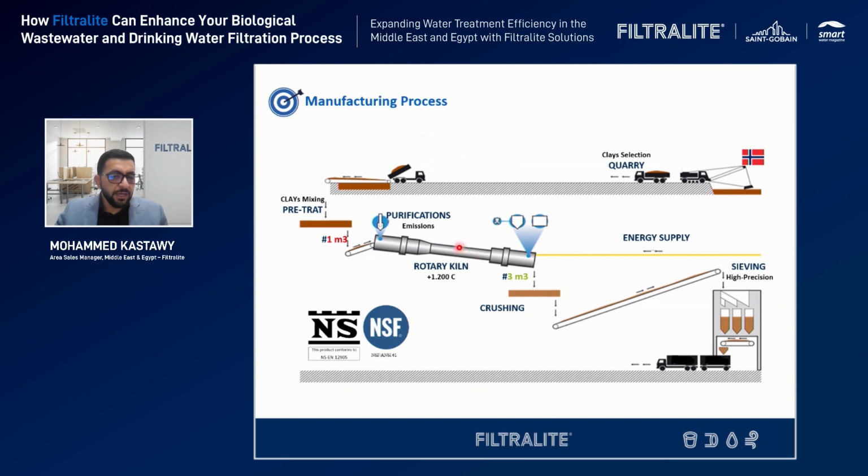So what happens inside is that the clay goes into this high temperature, and by controlling the temperature, all the organic material inside turns into gas and evaporates. Then the Filtralite turns out like popcorn, so it expands in volume and loses weight. As you can see here, 1 cubic meter goes into this industrial process and ends up as 3 cubic meters. Then we crush it and sieve it into different grain sizes and different densities.